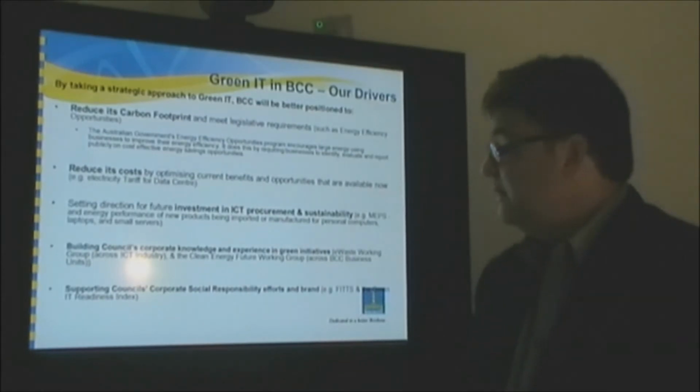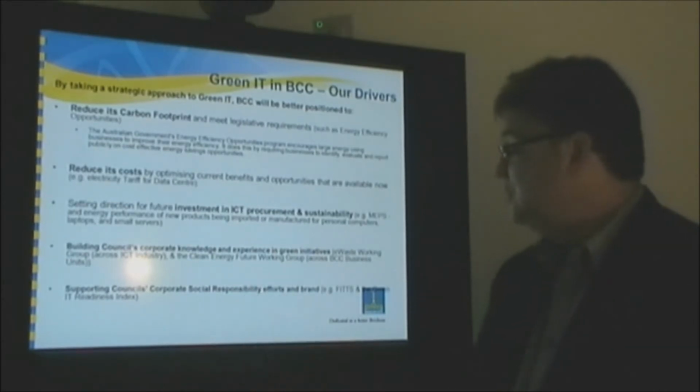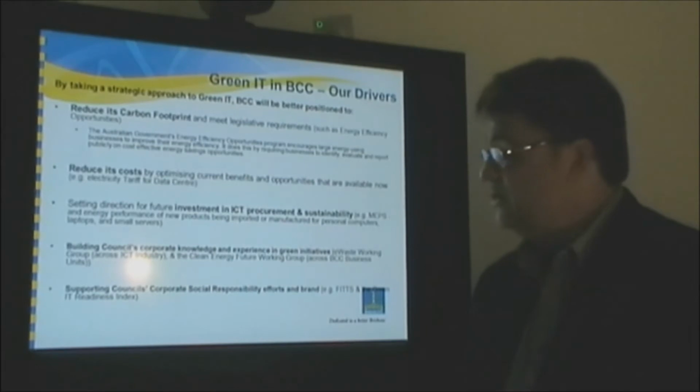Building our corporate knowledge and experience in Green IT initiatives. Council has supported me as an individual, as an employee, and others, working in groups such as the e-waste working group and the Clean Energy Future Working Group. There have been a number of opportunities which council has supported, which has been wonderful for my development, and I encourage any of you to get involved in things like this, just getting out, working within this industry, meeting people, working on these sorts of issues.